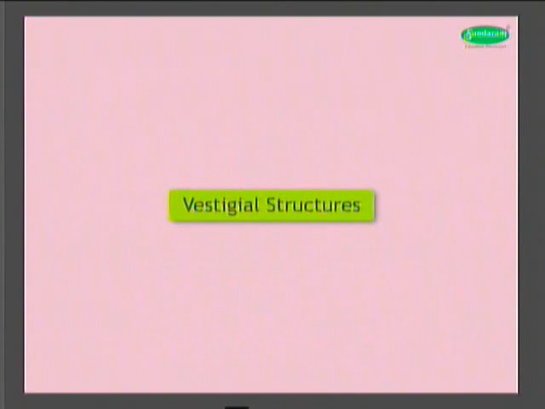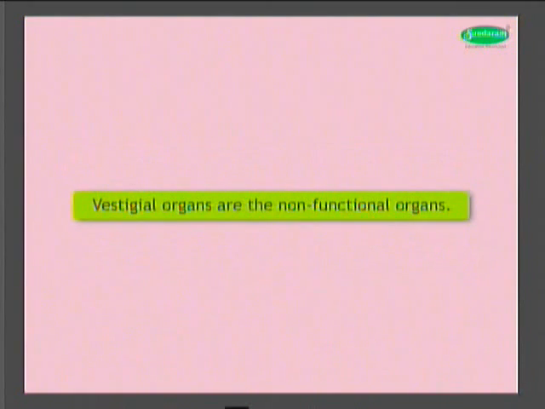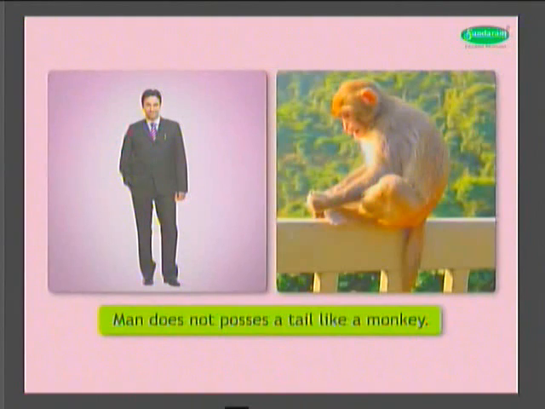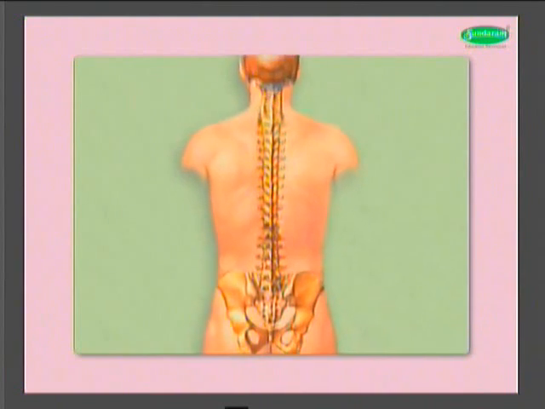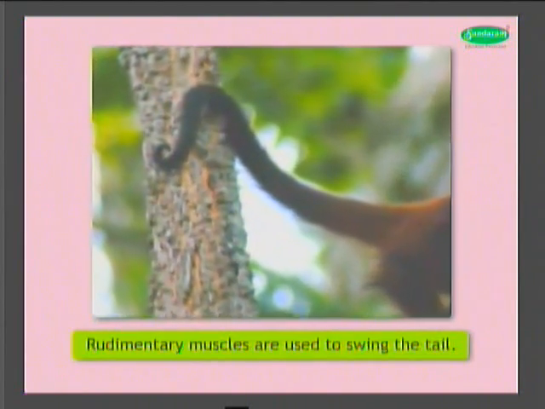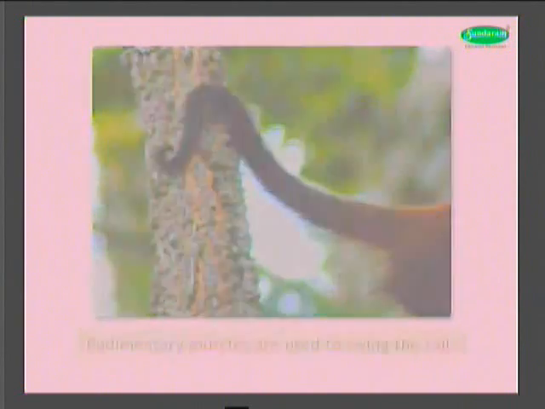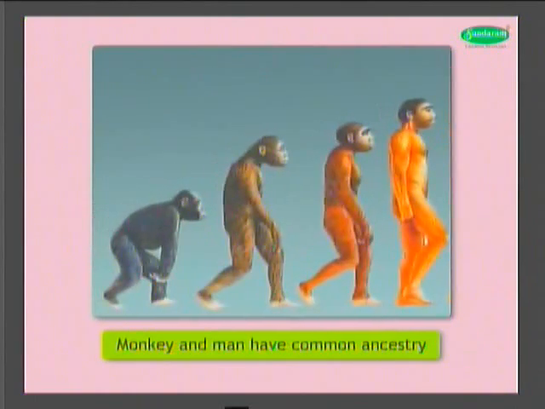What is meant by vestigial structures? Some organisms possess non-functional structures which in other organisms have essential functions. Vestigial organs are the non-functional organs. Man does not possess a tail like a monkey. However, he does have a rudimentary tailbone composed of 4 fused vertebrae in the same position. There are also some rudimentary muscles attached to the tailbone. These muscles are like that of the muscles of the monkey, which it uses to swing the tail. This evidence advocates the fact that monkey and man have common ancestry.